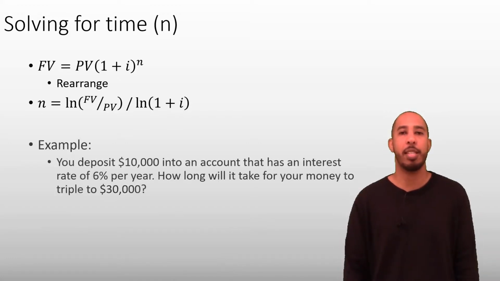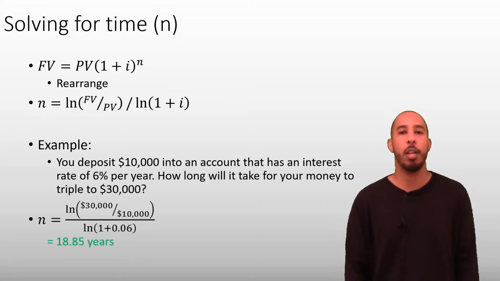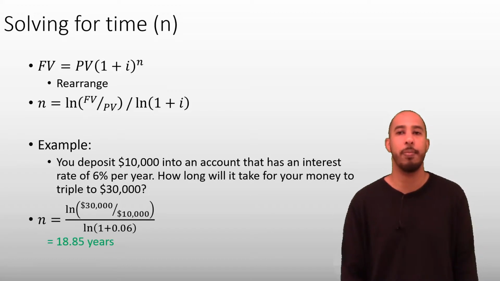Let's do an example to see how this information can be useful. Assume you deposit $10,000 into an account that pays interest of 6% per year, and you want to know how long you have to wait until your deposit triples in value to $30,000. Putting our information into the formula, for N, we get 18.85 years. That is, if you invested $10,000 today, in 18.85 years, you would have exactly $30,000.